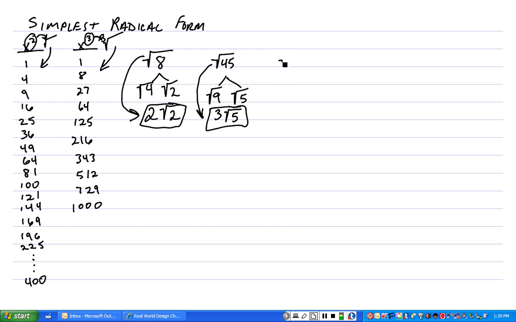Let's say now we have cube root of 24. It's not square root anymore. You have to pay attention. Right here there's a 3. If there's no number there, then we assume square root, like this one and this one. But once you put a number there, that changes it. So if that's a 3, then you go to your perfect cube list because there's your 3.